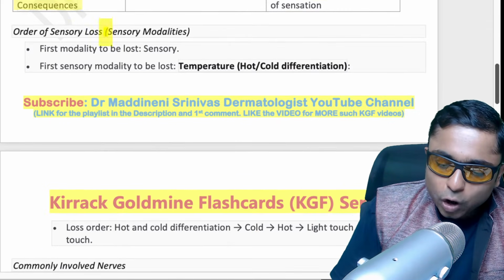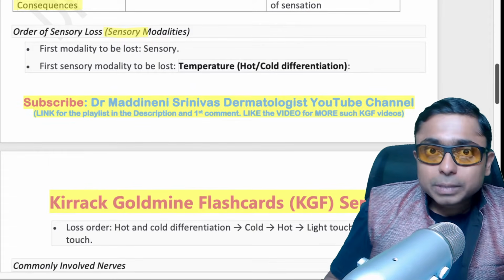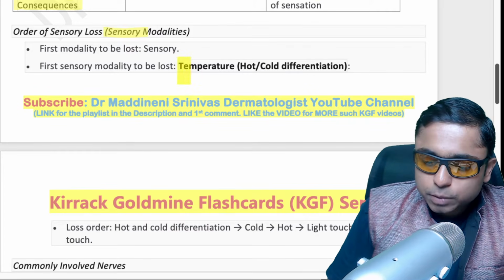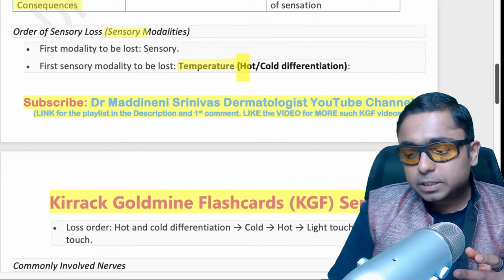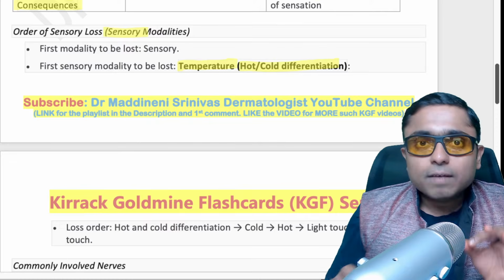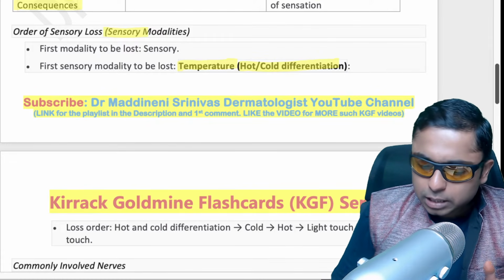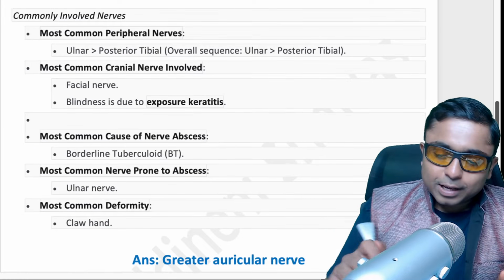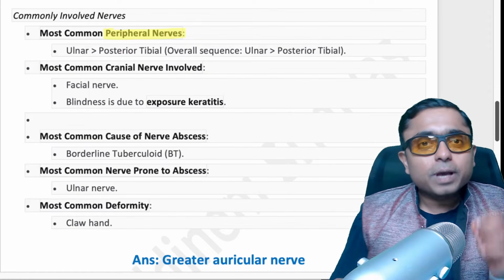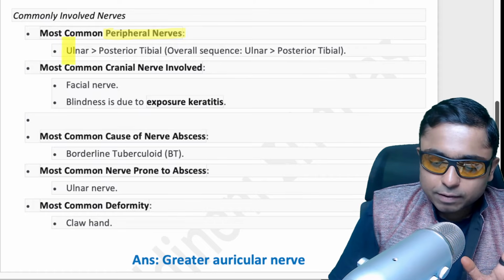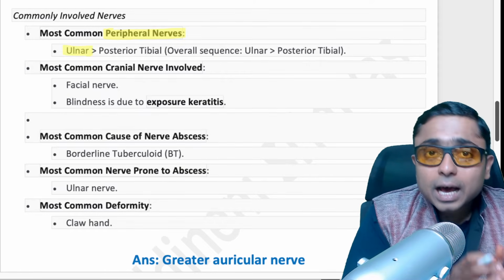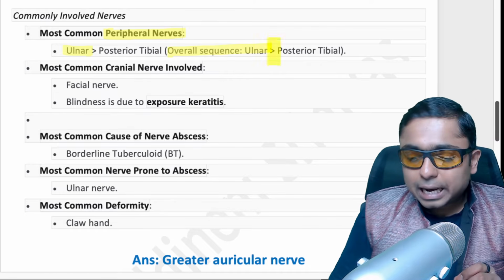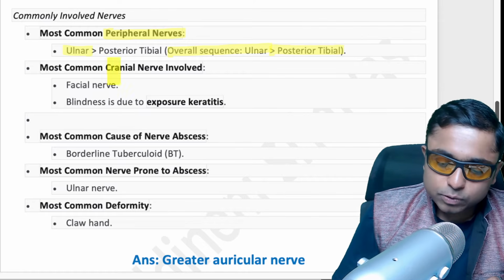And what is the order of loss of sensation? So remember, sensory modality is the first modality to be lost, and that too it is not touch, but it is temperature perception, specifically hot and cold differentiation, which is going to be lost first, followed by loss of touch, etc. So the most common peripheral nerve to be affected in leprosy is, this is a very controversial, very doubtful thing, the ulnar nerve over the posterior tibial nerve. So overall sequence, remember, it is ulnar followed by posterior tibial. That's what is important for you to remember.